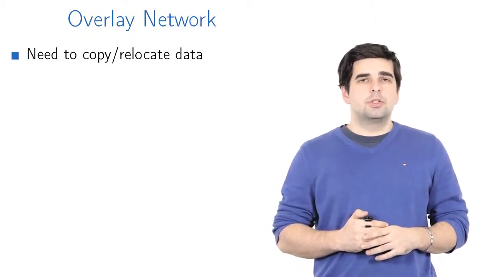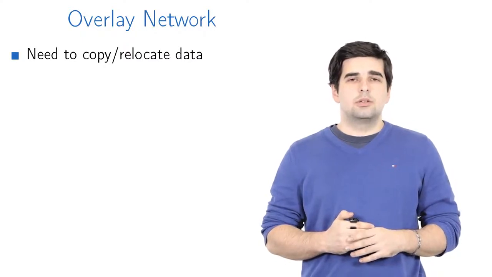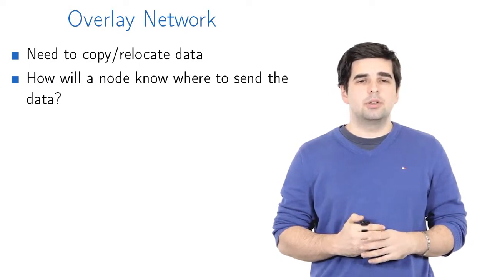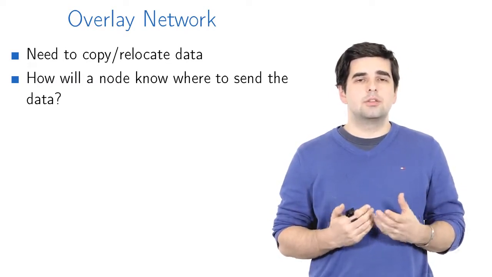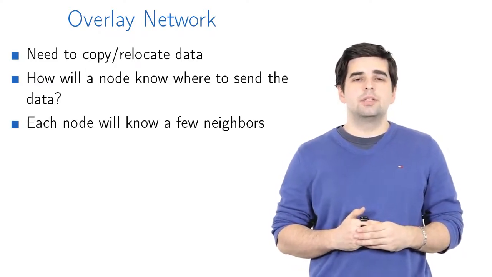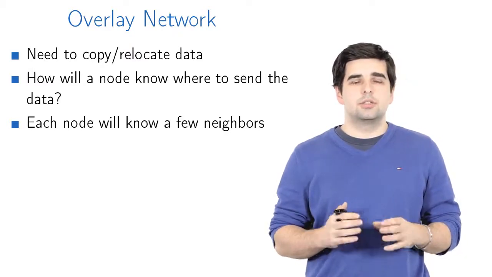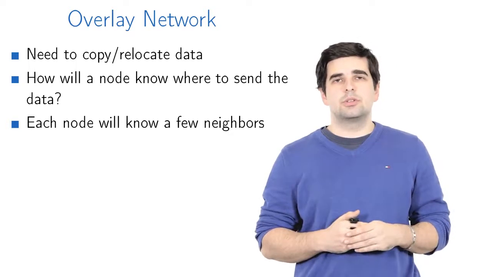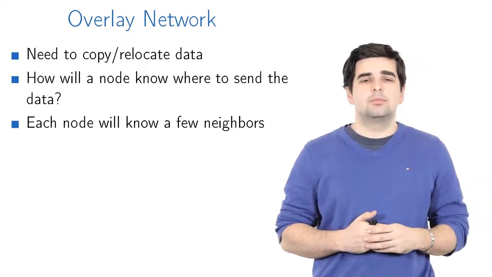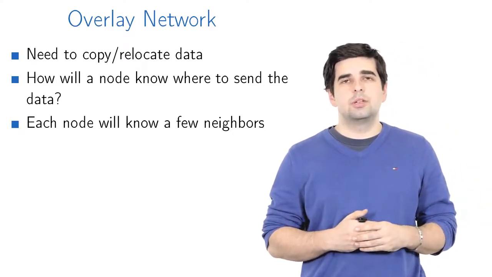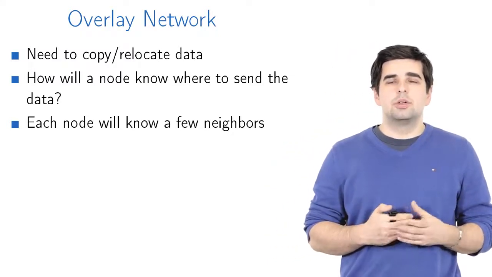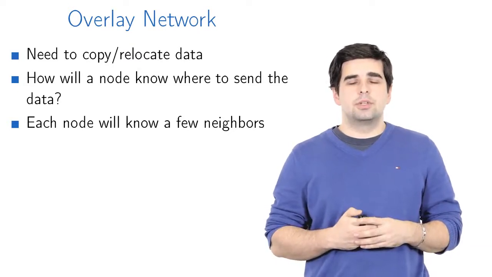Another problem which still needs to be solved is that when some computer breaks, we need to copy or relocate the data. And how will a computer know where to send the data that it stores? Well, we need another rule for that. We cannot store the addresses of all the other computers on each of the computers, because that is inconvenient. We will have to constantly update that information. But each node, each computer will be so-called acquainted with a few neighbors. So it will store the network addresses of some of its neighbors.